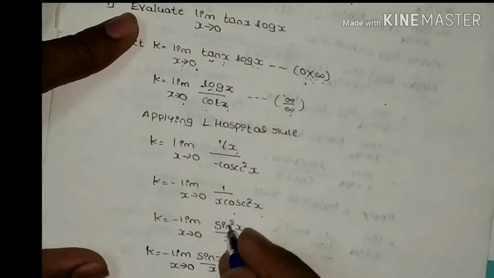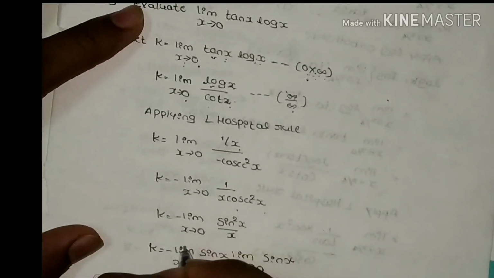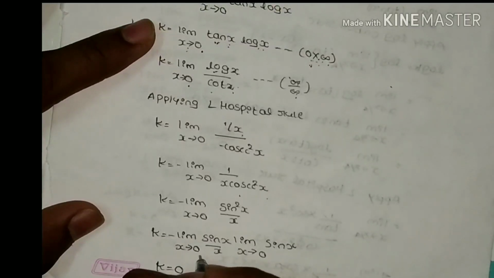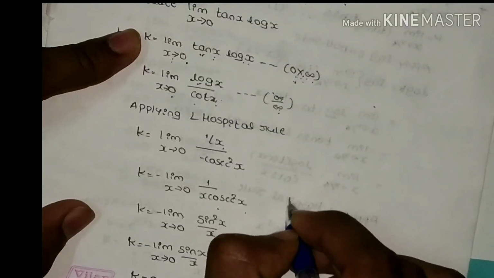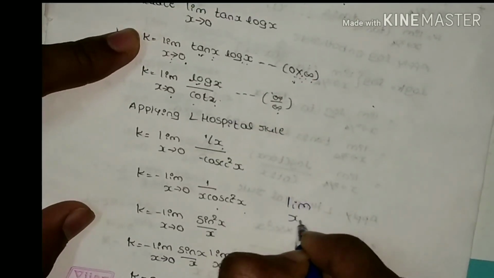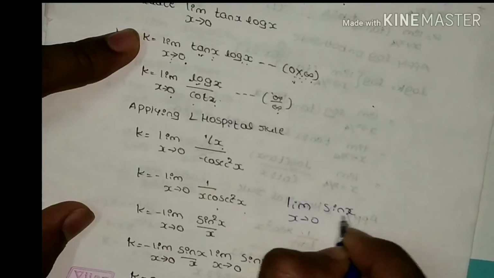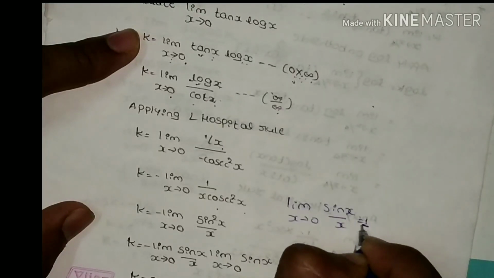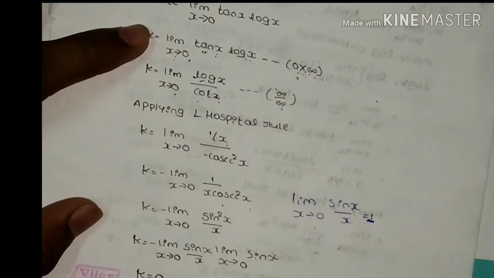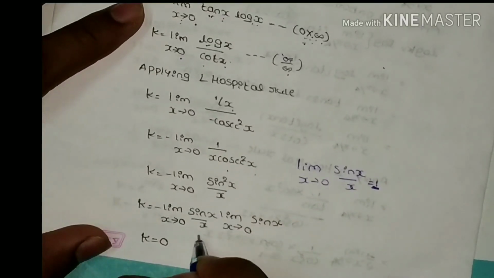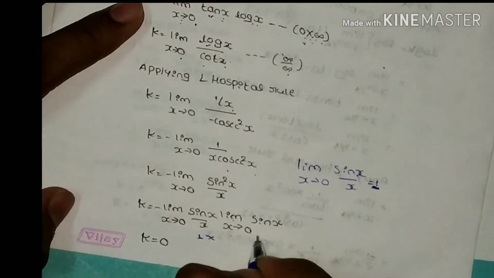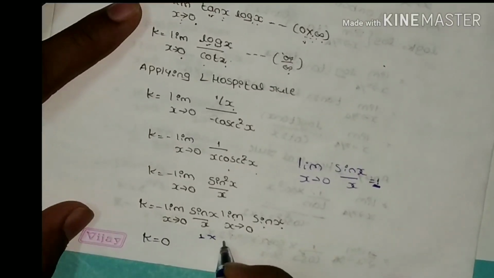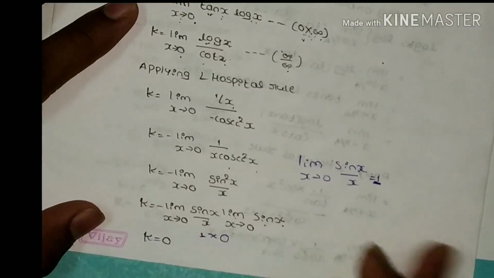So minus as it is, limit x tends to 0, here I can write sin x by x into limit of x tends to 0 sin x, because by the standard result limit of x tends to 0 sin x by x is equal to 1. This is the standard result we have, so this becomes 1. And applying the limit, wherever x is there put 0, sin 0 is 0, 1 into 0 is 0, so k is equal to 0.